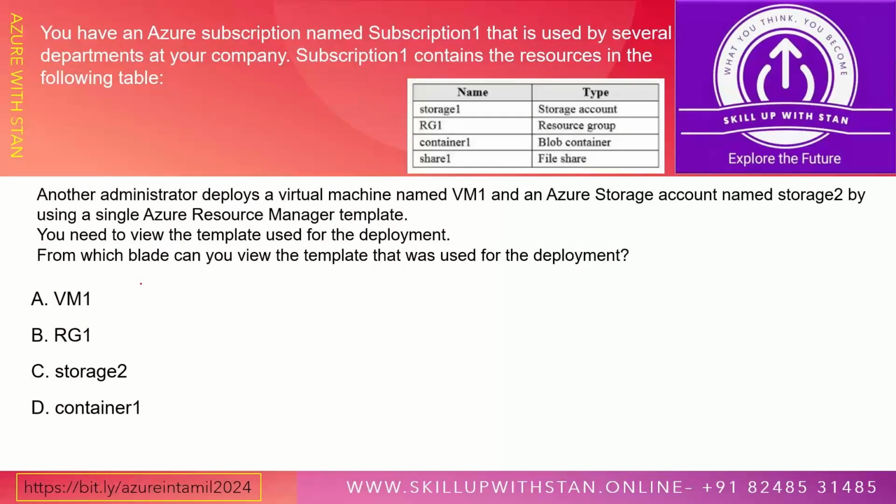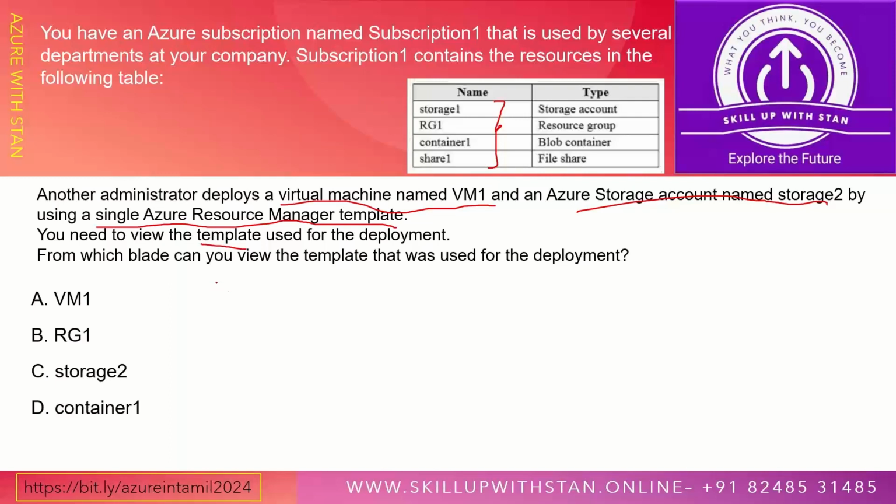You have an Azure subscription named Subscription 1 that is used by several departments at your company. Subscription 1 contains the resources in the following table: storage 1, resource group 1, container 1, share 1. Another administrator deploys a virtual machine named VM1 and an Azure storage account named storage 2. They deployed the virtual machine and storage using the same ARM template, infrastructure as code.